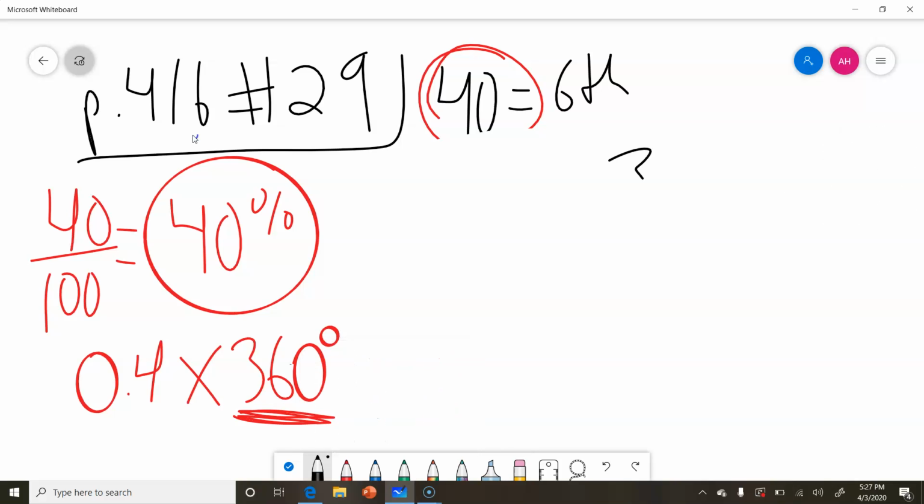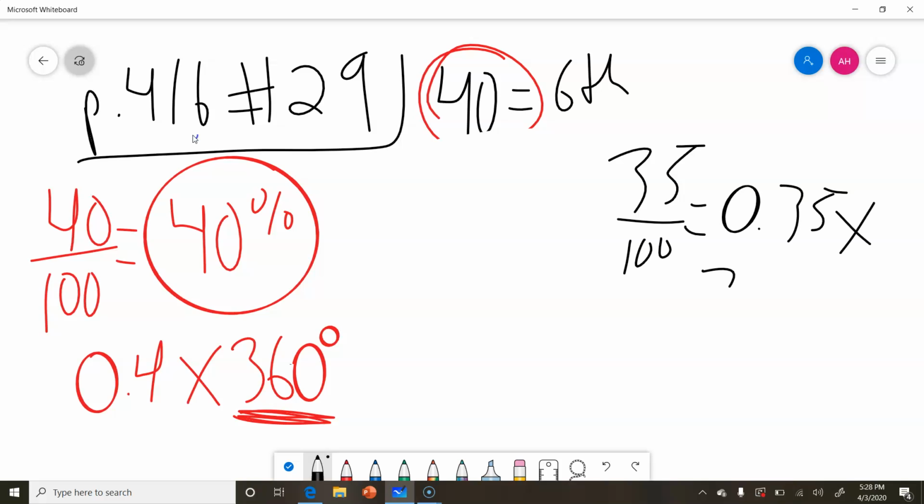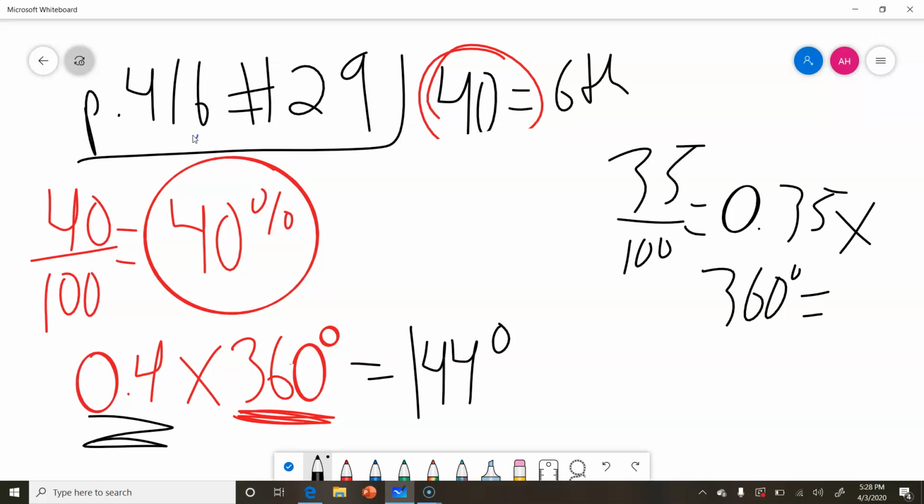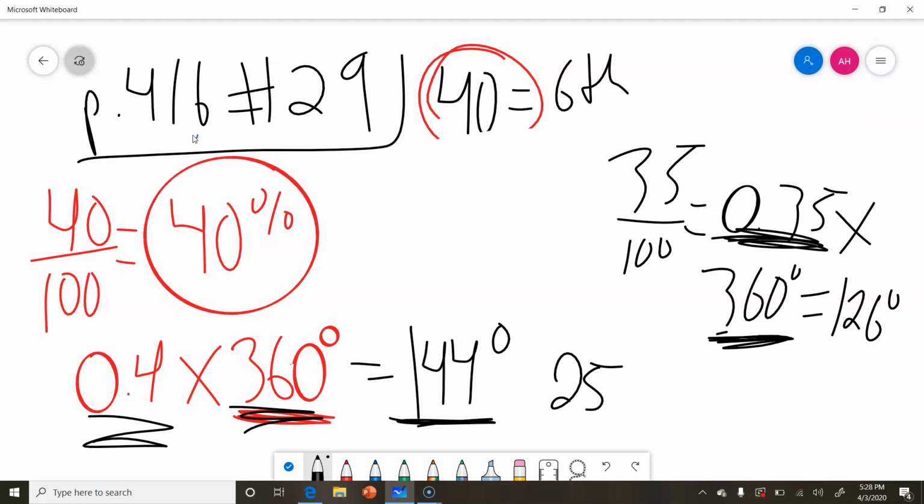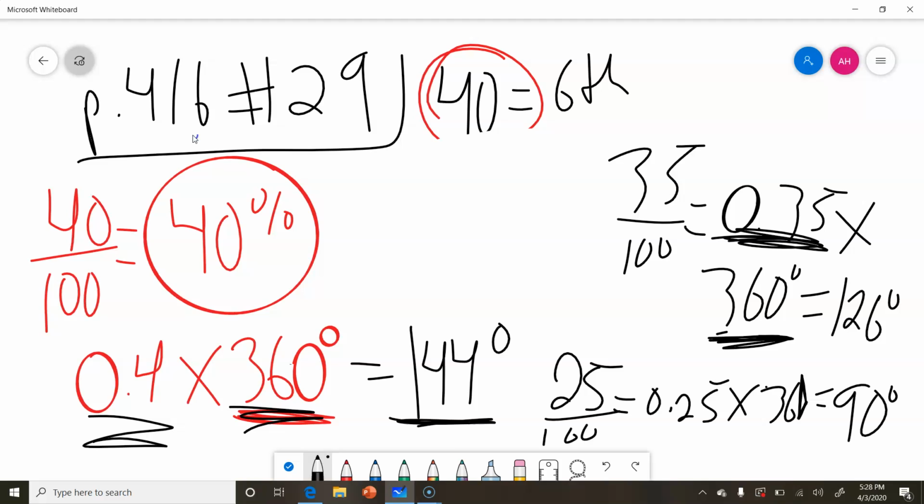So we got 35 divided by 100, which is 0.35. That times 360 degrees equals, well, let's do this one first. This one equals 144 if you type that in your calculator. 0.4 times 360 equals 144. You have up here now 0.35 times 360 equals 126 degrees. And then lastly, we had 25 students out of 100, which is 0.25. That's easy to find. Times 360 equals a grand total of 90 degrees.